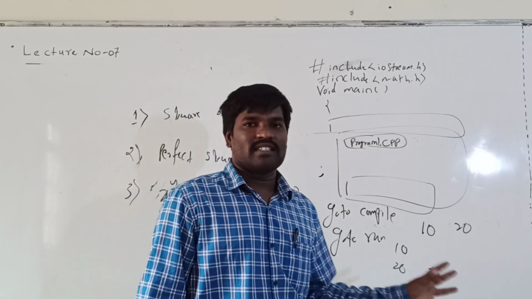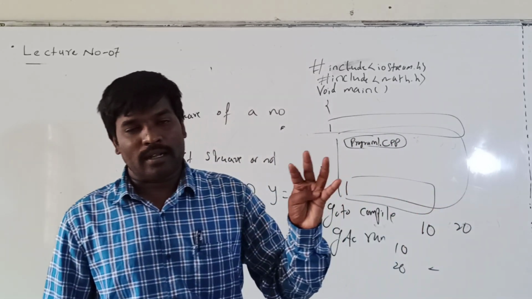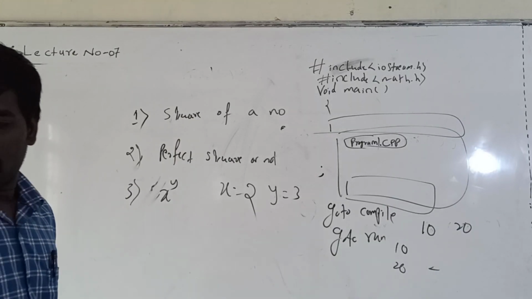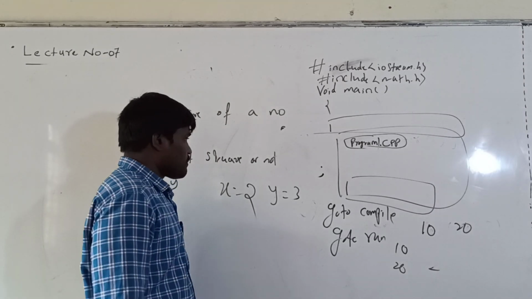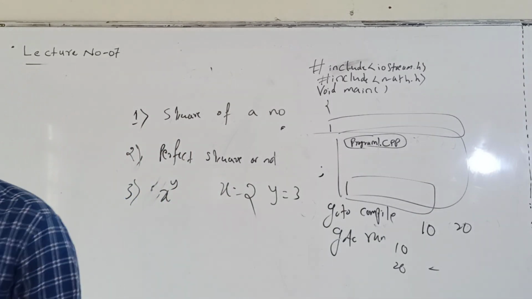It should display the result to the user. So this is completely saving the file, compiling the file and running the file. Okay, so in the next class again we will discuss some more examples.